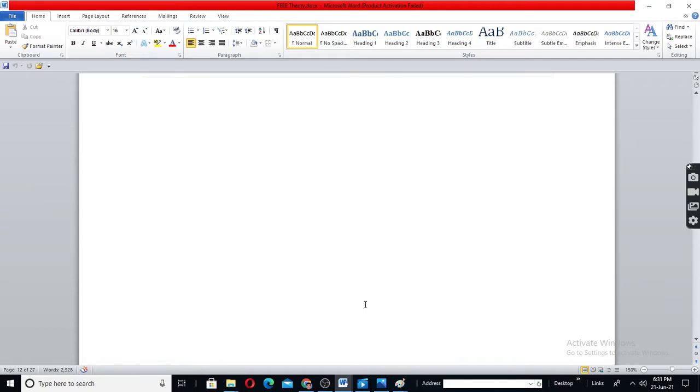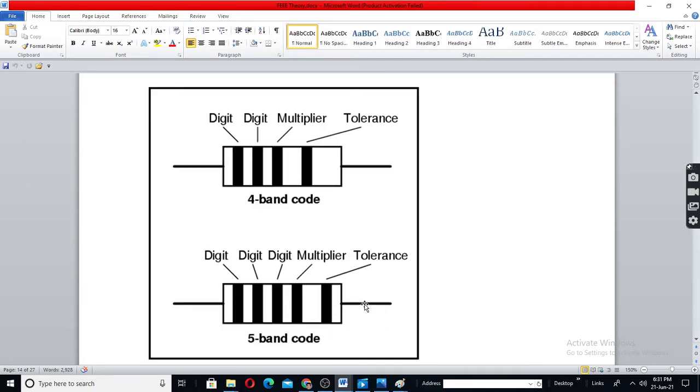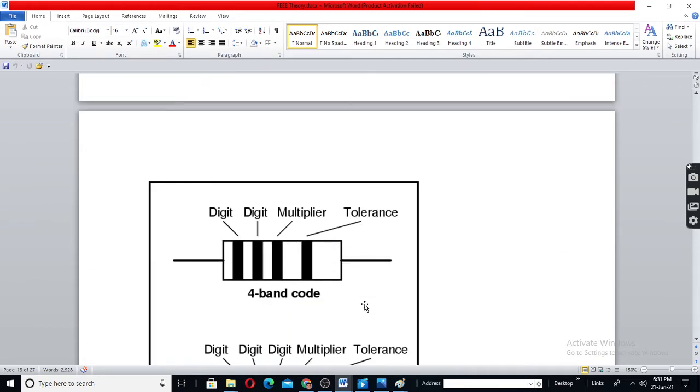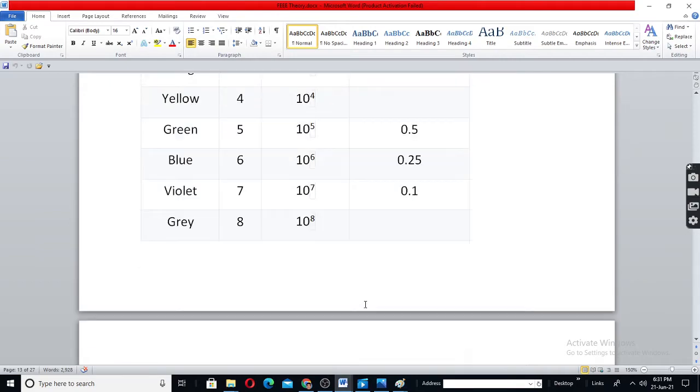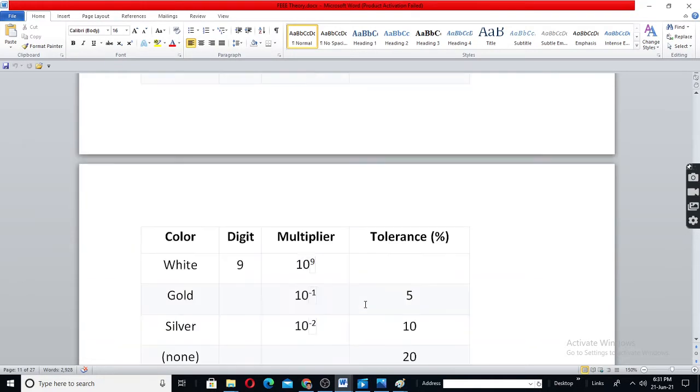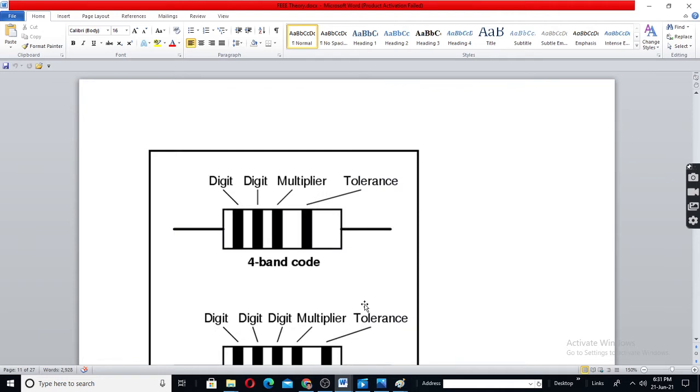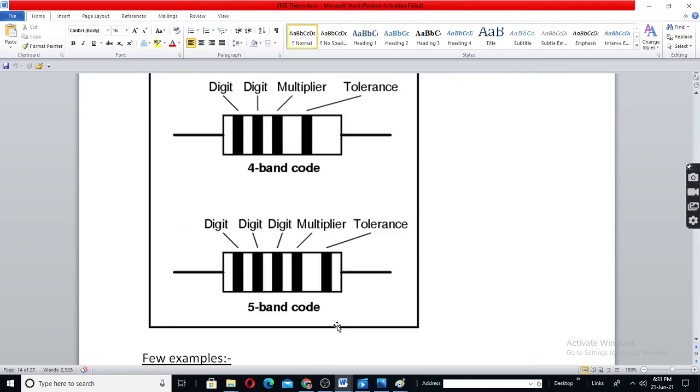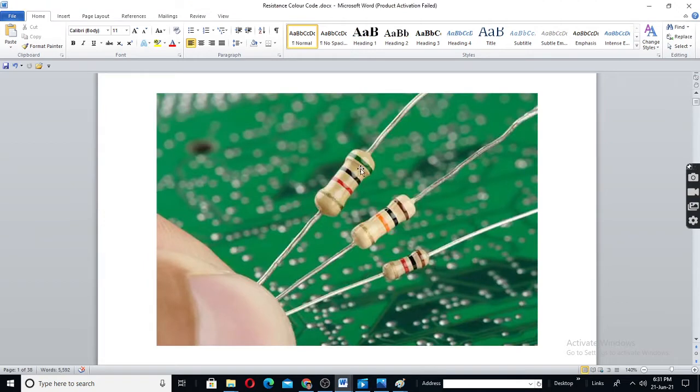Resistors have sometimes 3 band or 4 band or 5 band, usually 4 or 5 bands. See in this figure, 1, 2, 3, 4 bands are there.